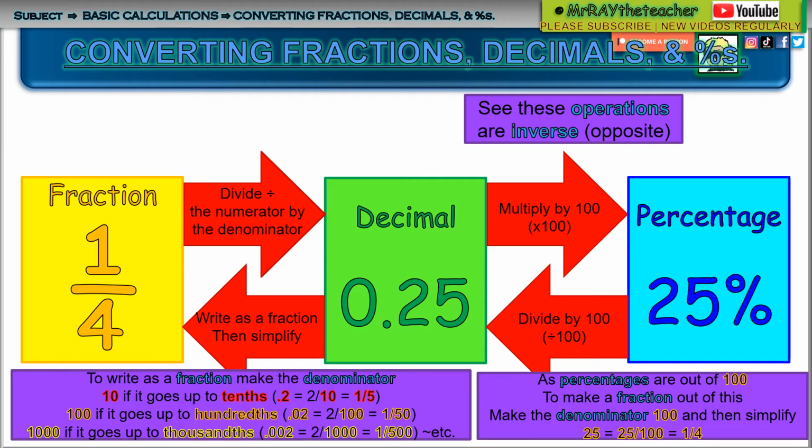So here's the big picture, and these are inverse operations, and they're opposite. We're just going to break this down slowly, but here's something that you can screenshot if you want the notes.